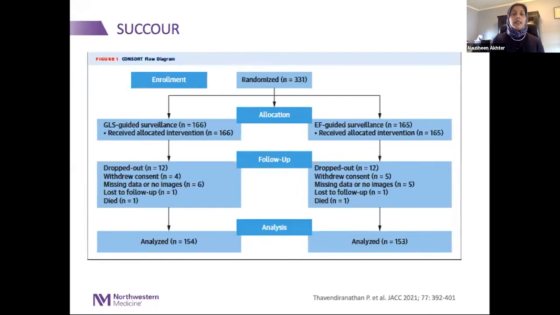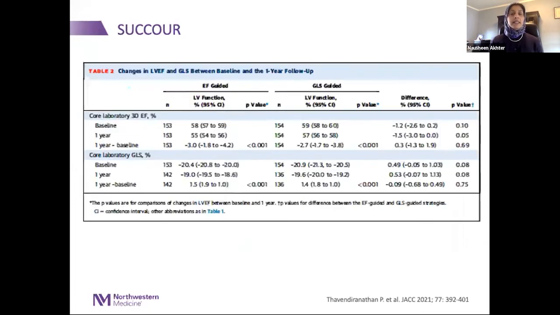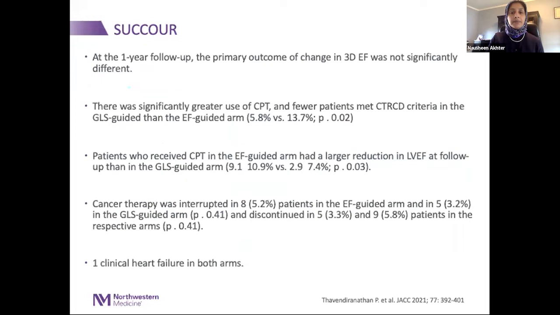SECURE is a study that was recently published evaluating EF versus strain guidance. It was an international multi-center study, included 28 sites. In this study, they included a high-risk patient cohort. All of their patients were treated with anthracyclines, and most of them had HER2-positive breast cancer, 88%. There were a few patients with lymphoma and leukemia. Heart failure risk factors were prevalent, so 29% had hypertension, 13% had diabetes.